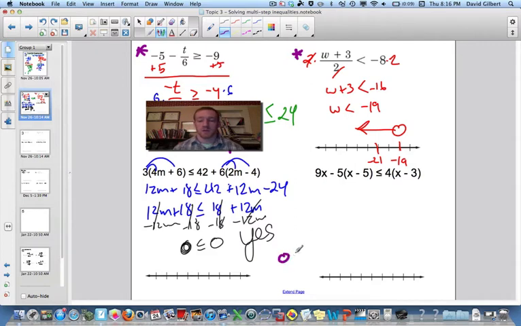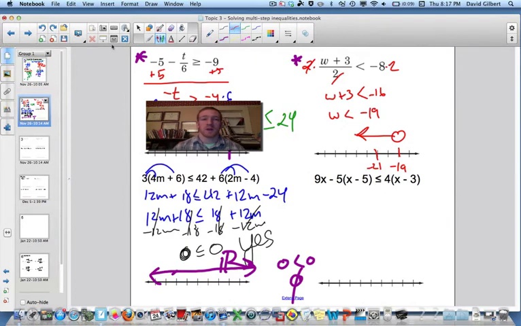If we had 0 less than 0, that would be no solution. But this is all real numbers. So you can do that, or you can just show that it's all numbers. So just arrow both ways. Alright, let's see what happens here with this one.